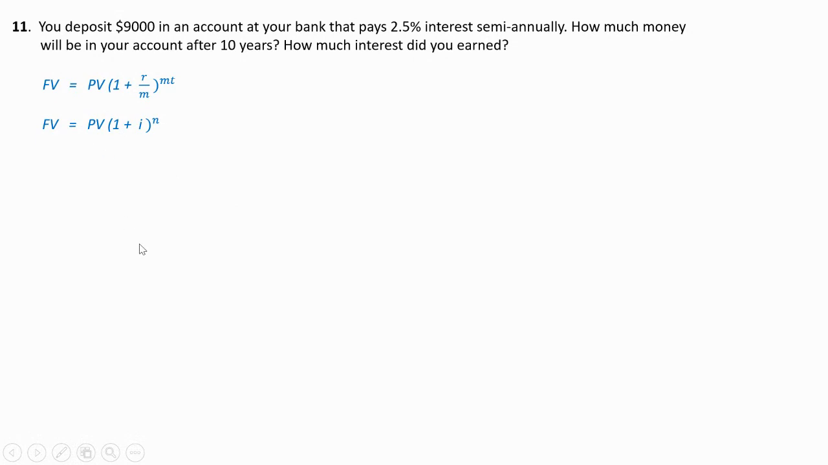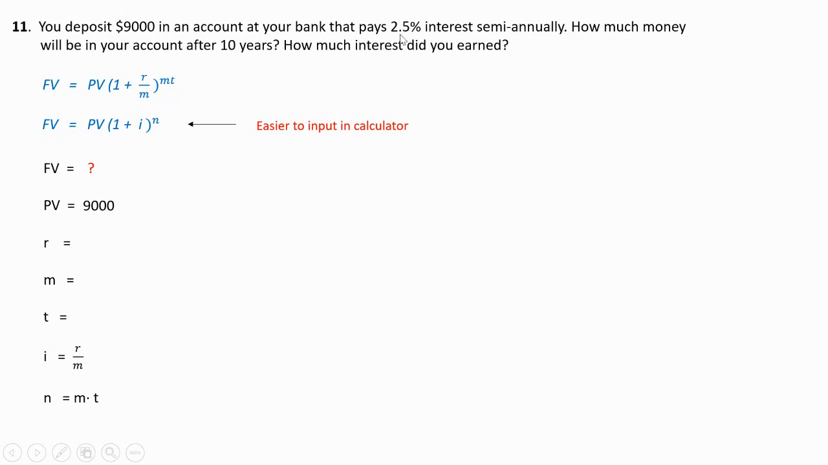So again, these two formulas are the same, because the I is equal to R over M, and the N is equal to M times T. This is easier to put into the calculator. So you have to find 7 things: the future value, present value, my interest rate, how many times compounded per year, my time, my I and my N. The I is equal to R divided by M, and the N is equal to M times T. So we're looking for the future value: how much money will be in the account in 10 years?